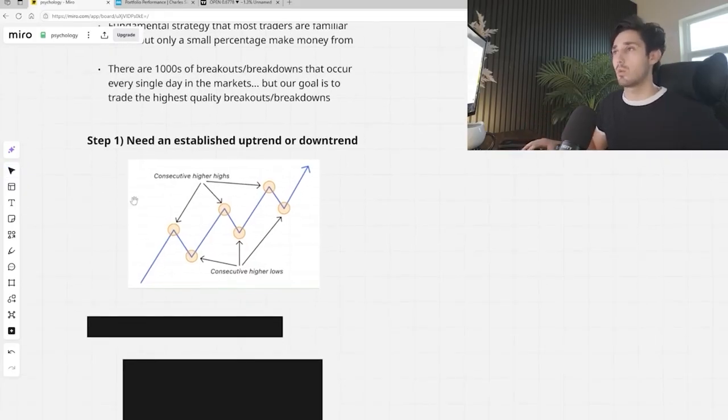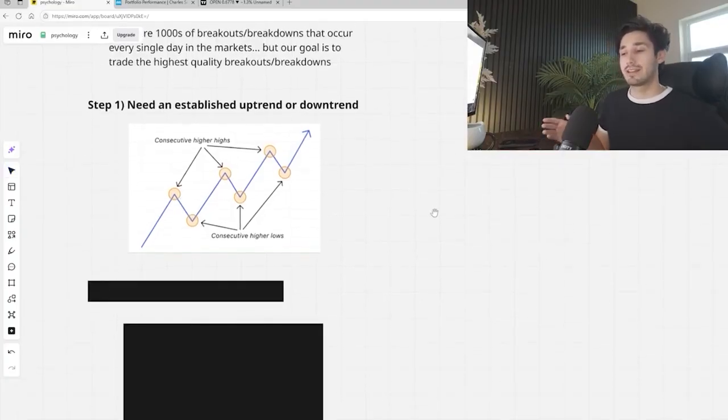This is really, really simple, right? What's an uptrend? Higher highs, higher lows, right? So what does the uptrend tell you? Well, an uptrend tells you where prices are heading, right? And we as traders want to trade in the direction of the trend. You could be a reversal trader, but for the purposes of the strategy, we want to be trading with the trend.